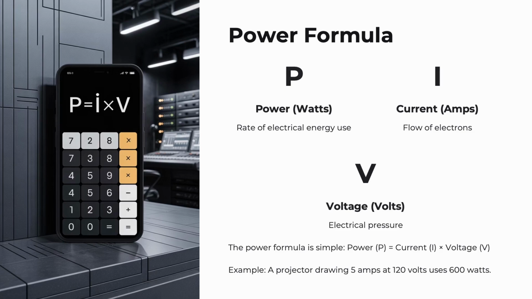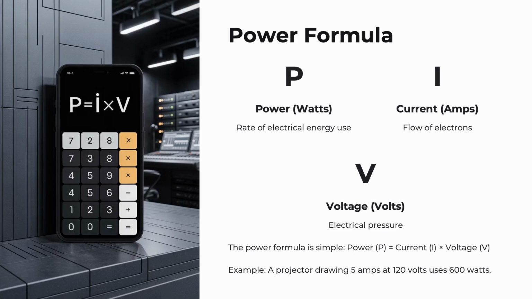Let's talk about power. In the context of our industry, power is the rate of doing electrical work. In our case, it is how much energy we are using or producing in an AV system. The formula is simple. Power equals current times voltage. The result is measured in watts. So if a projector draws 5 amps at 120 volts, that means power equals 5 times 120 equals 600 watts.